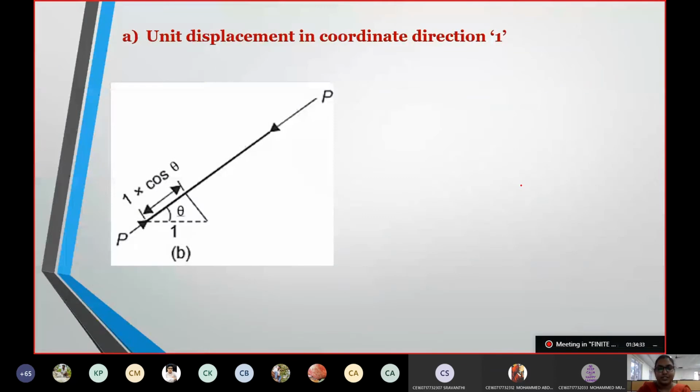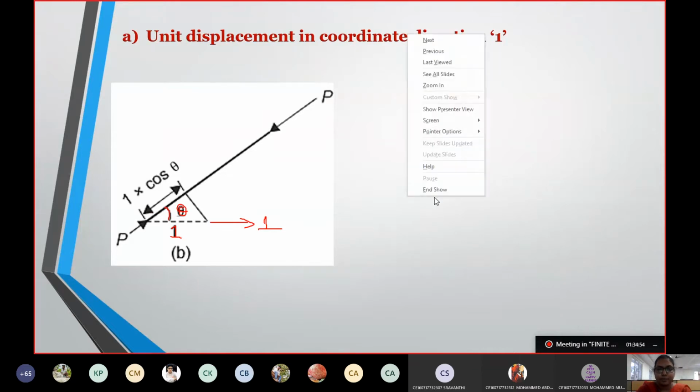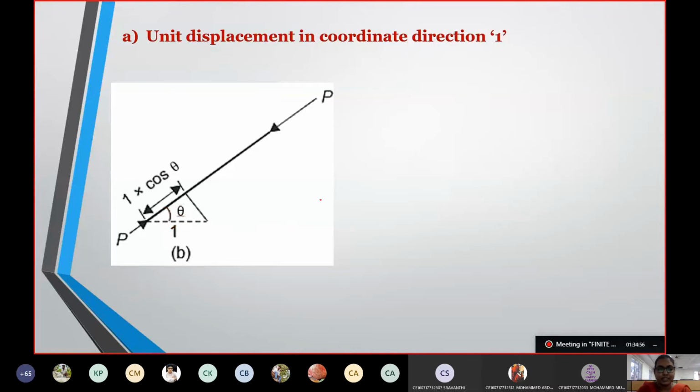So this would be happening. I am giving unit displacement in direction 1, which is the horizontal direction. If unit displacement is happening in this direction, with an inclination theta, and I want the force in the member, what will that be? The force in the member will become 1 into cos theta. It is given in the figure.